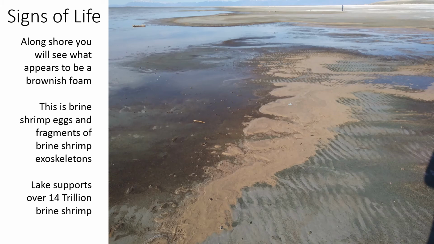Despite how things may look from a distance, the Great Salt Lake is actually very alive. As you get along the shore, you will often see what appears to be kind of a brownish foam. This is actually brine shrimp eggs and fragments of brine shrimp exoskeletons. The lake, at various seasons, is full of brine shrimp. Now, these hatch seasonally, and at the peak each season, there are as many as 14 trillion brine shrimp in the Great Salt Lake.